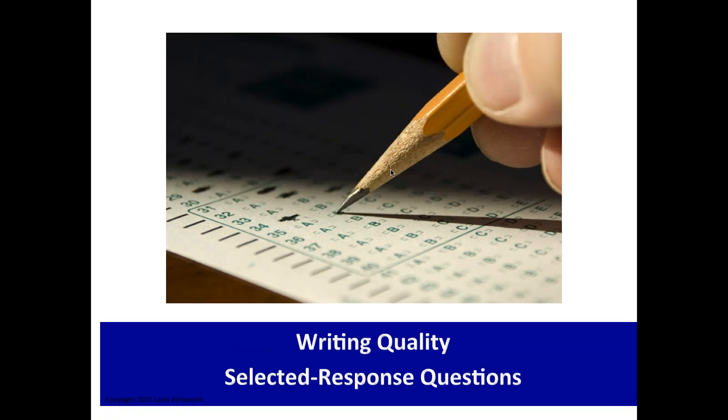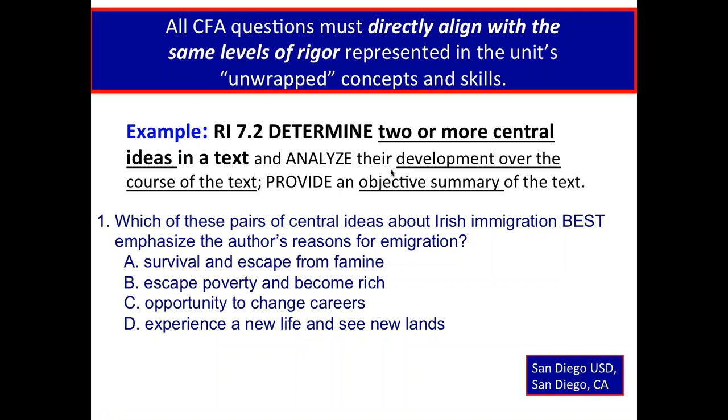Quickly, I'm going to highlight just some things for writing quality selected response items and save the constructed response piece more when we get into the webinar on scoring guides. But one of the important elements first is that any item needs to be linked back to the rigor levels in the unwrapping. This is going back to purpose, evidence, inference.